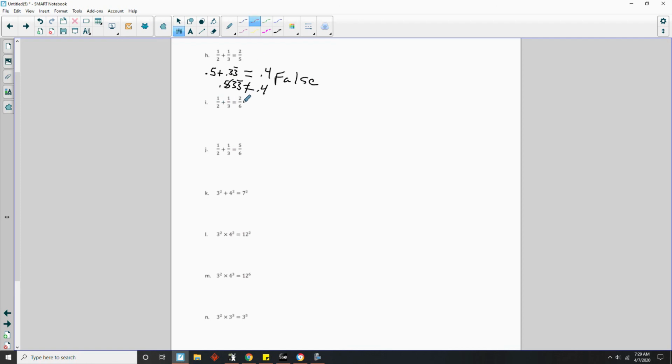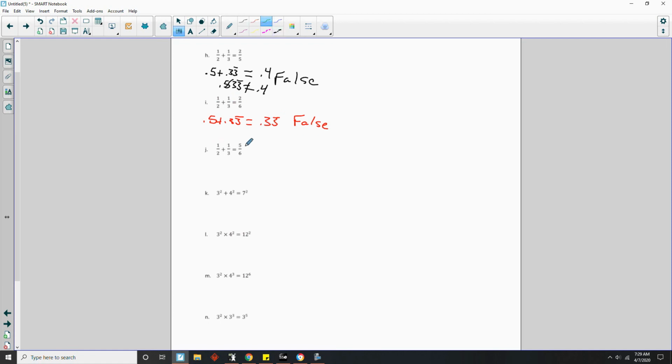1/2 plus 1/3 equals 2/6. Okay, well again, 1/2 is 0.5 plus 1/3 is 0.33, and does that equal 2/6, which is equal to 1/3, right? 2 over 6 is equal to 1/3, so 0.5 plus 0.33 does not equal 0.33. That is also false.